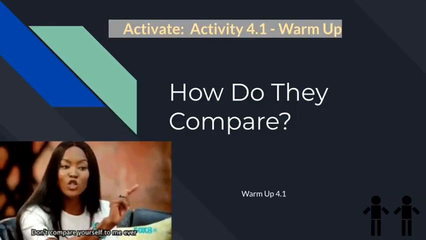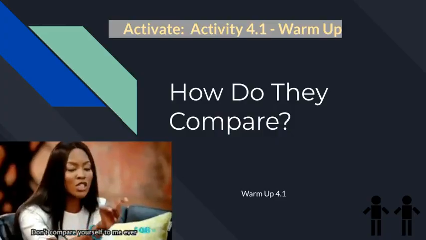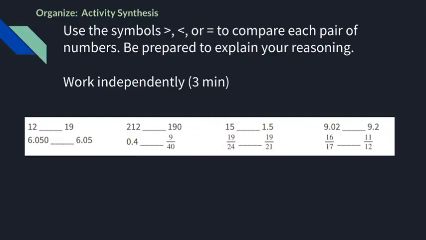All right, let's do some comparisons. So let's see if you can figure out each of these. Yeah, this would be a less than. 12 is greater than 19. What about here? Yep. What about 15 and 1 and 5 tenths? Yep, it's a greater than. What about here?